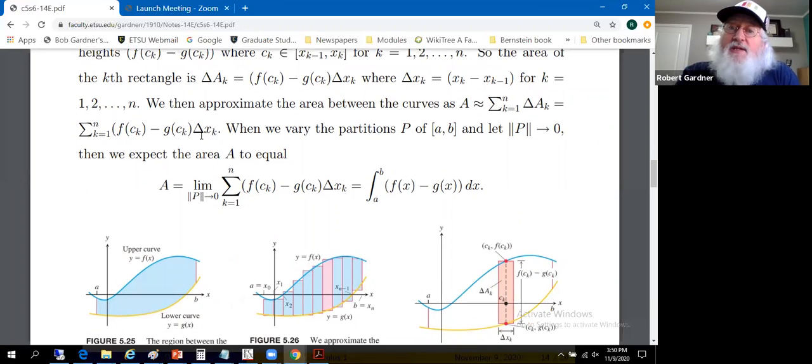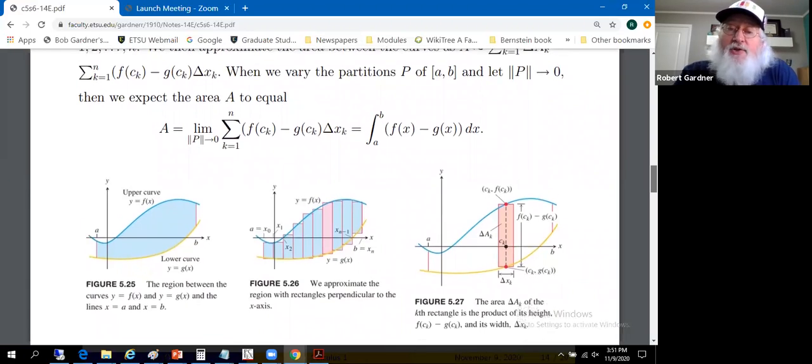That's a Riemann sum. If we vary the partitions in such a way that the norm of the partition approaches 0, the actual area should be a limit as the norm of the partition approaches 0 of these Riemann sums. And that is a definite integral. So there's a fairly formal argument that the area between those two curves should be the integral from a to b of f of x minus g of x. f of x is the upper curve, g of x is the lower curve. We get the integral of the difference of those two curves, upper minus lower, and that determines the area.